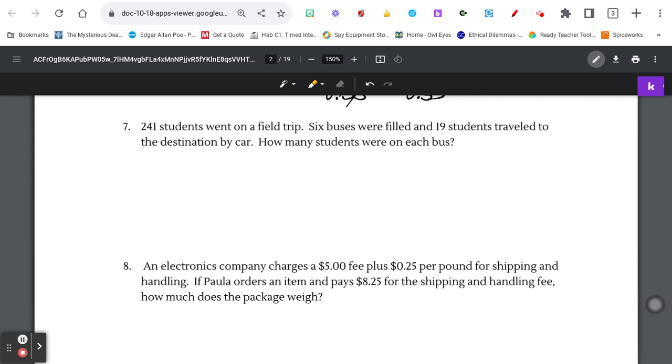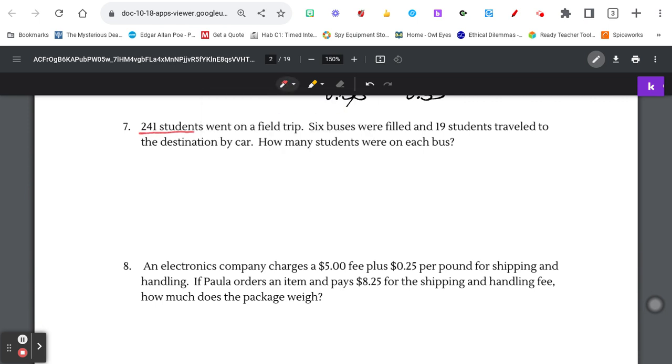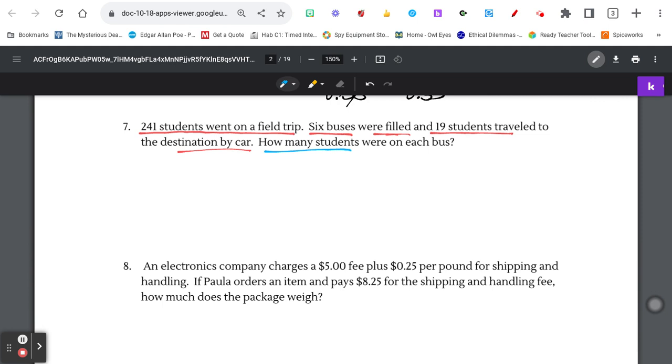241 students went on a field trip. 6 buses were filled and 19 students traveled to the destination by car. How many students were on each bus? So let's get the important pieces. This is the total number of students that went on the trip. I know that 6 buses took some of the children, they were filled, and 19 decided to travel by car, which I don't think that's legal now. All right, how many students were on each bus? Okay, so that's my unknown.